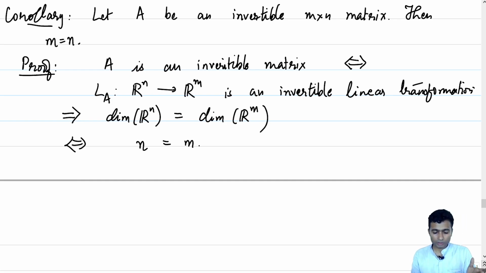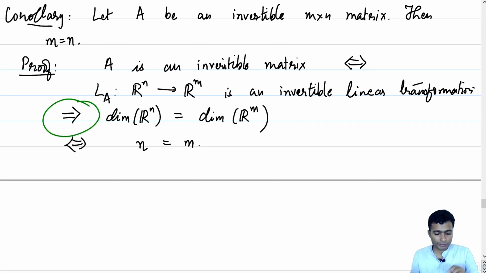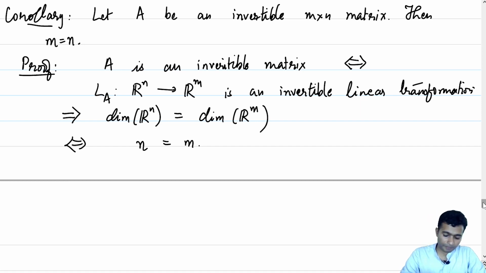For example, look at the map LA corresponding to the 0 matrix. That will not be an invertible linear transformation. So for this direction of the implication, which I am now circling in green, one should be very careful. I had written an if and only if there, which is not the case. So this implies that the dimension of Rn is equal to the dimension of Rm, which is if and only if n is equal to m. So we have effectively shown that if A is an invertible m cross n matrix, then n is necessarily equal to m.